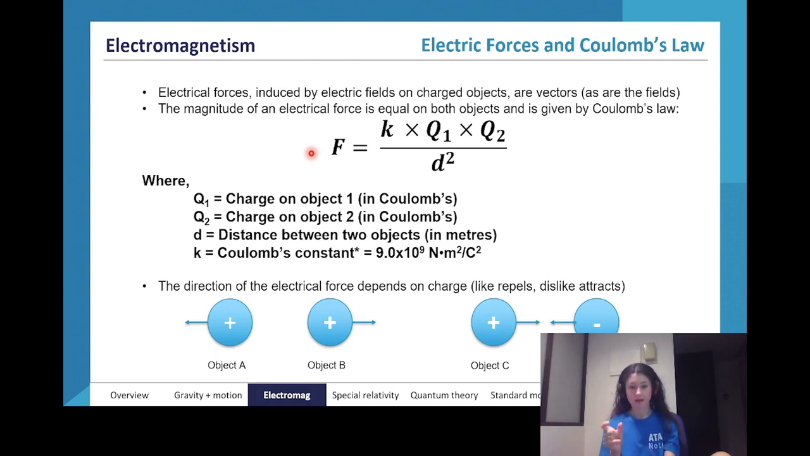Again, similarly to Newton's laws and gravity, the force acting on the two objects is going to be equal. Because remember, applying Newton's laws, every action has an equal and opposite reaction. So even if the two particles themselves have different charges, the force exerted on both of them is going to be the same.